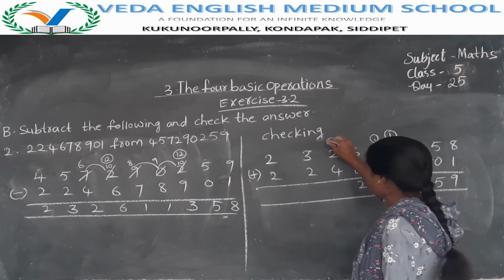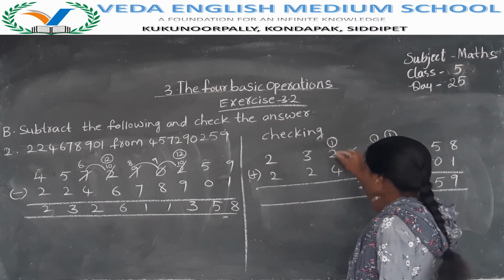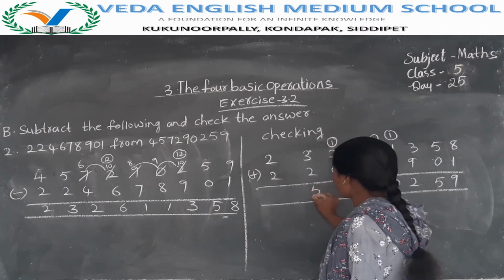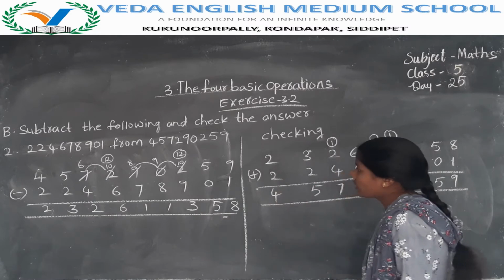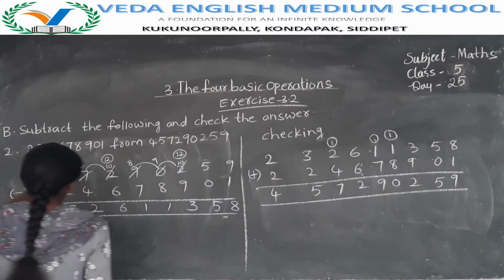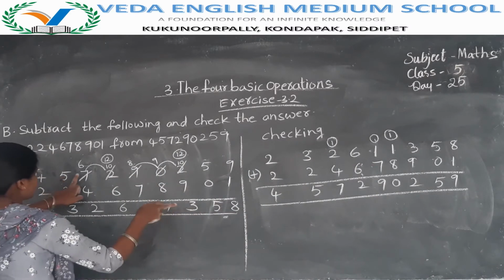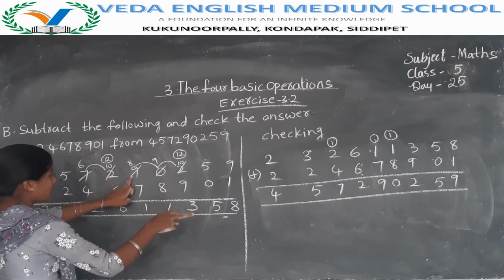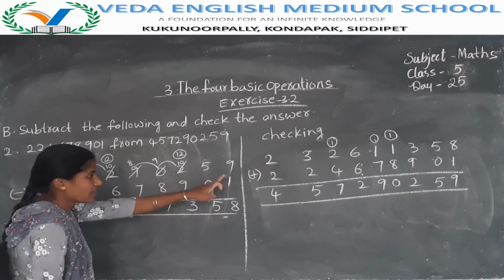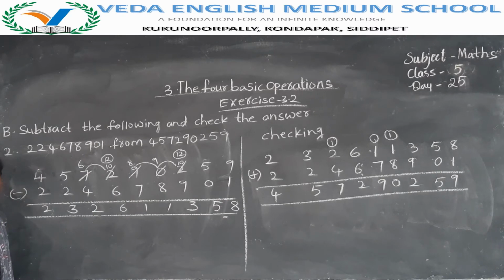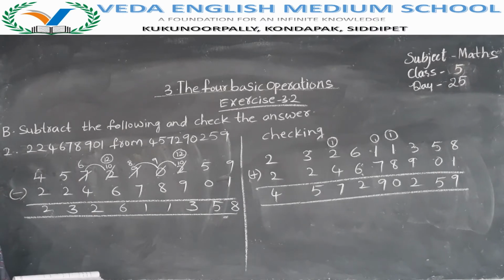2 to write here, 1 becomes carry. 4 plus 2, 6. 6 plus 1, 7. 3 plus 2, 5. 2 plus 2, 4. Now we have to check the first number. 4, 4, 5, 5, 7, 2, 9, 0, 2, 5, 9. Now our subtraction is correct. Understand? Like this you have to do checking for the subtraction.